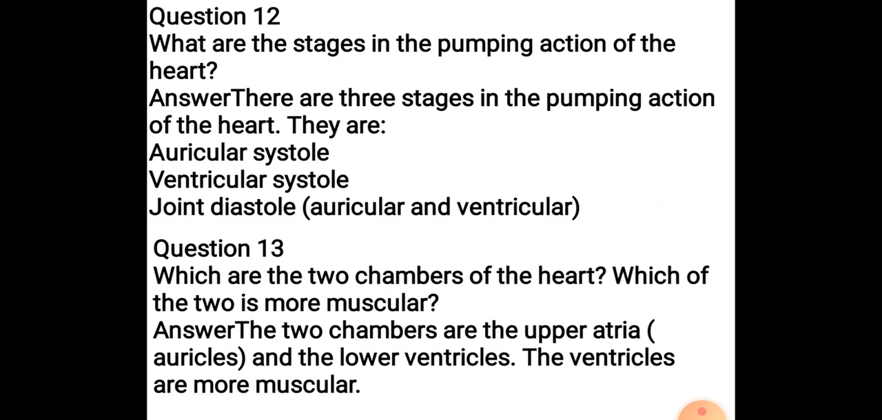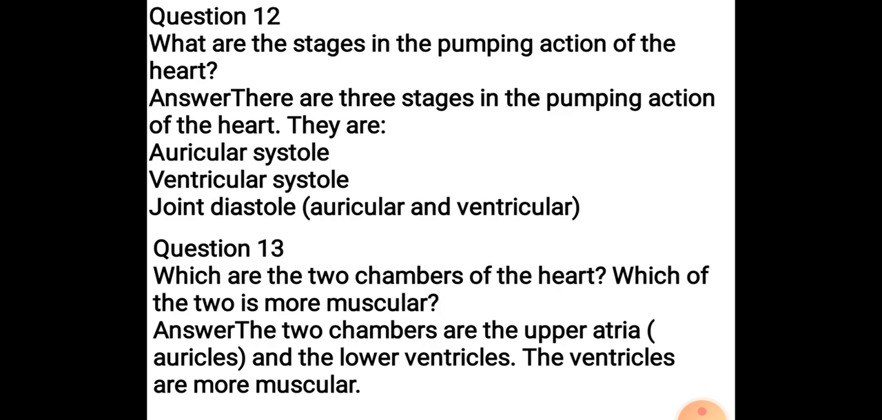Now, question number 12, what are the stages in the pumping action of the heart? Now, there are three stages. First is auricular systole, then ventricular systole, and the last is joint diastole, where auricle and ventricle both relax. Systole means contraction, diastole means relaxation. So first the auricles contract, then the ventricles contract, and after that both relax, which we call joint diastole.